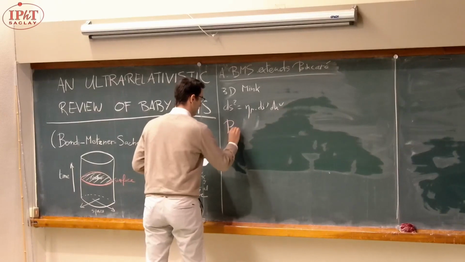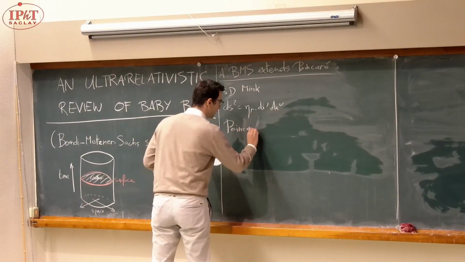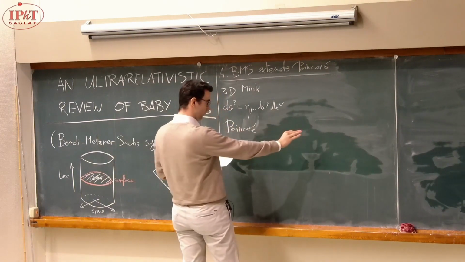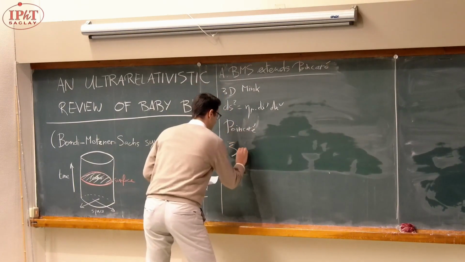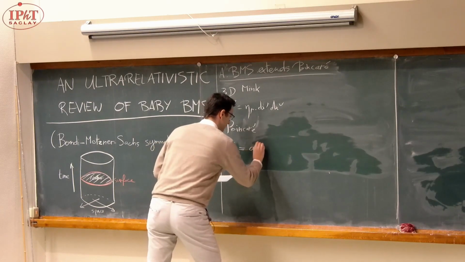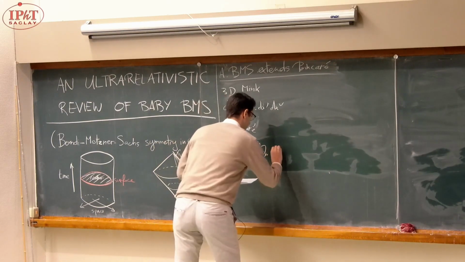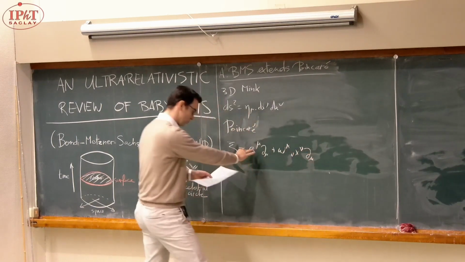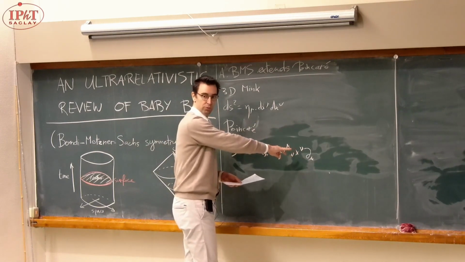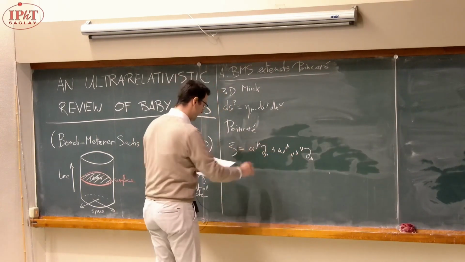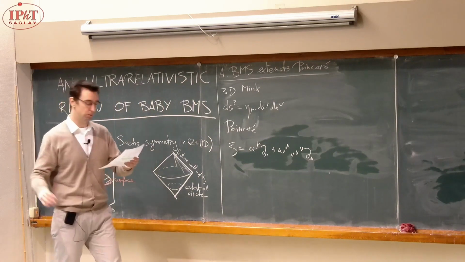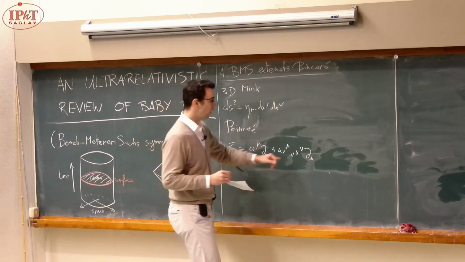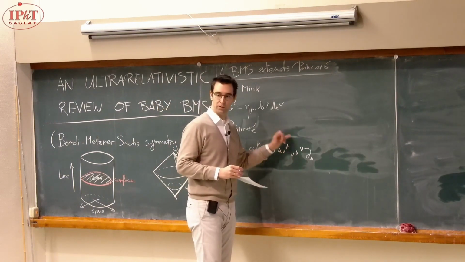So what's a Poincaré vector field? A Poincaré vector field is a generator of isometries of Minkowski, so you can write it as xi = a^mu d_mu + omega^mu_nu x^nu d_mu. The first term is a generator of translations. The second is a generator of Lorentz boosts and rotations. And so omega and a are just constant parameters. In particular, a^0 is a time translation, a^i are spatial translations, omega_12 is a rotation, omega_0i are boosts.